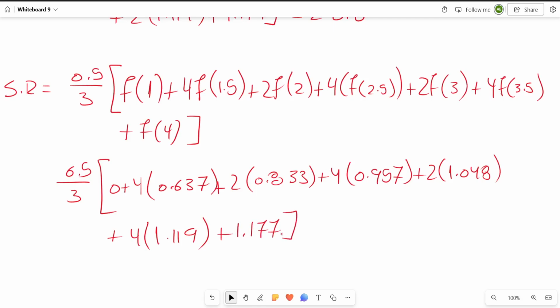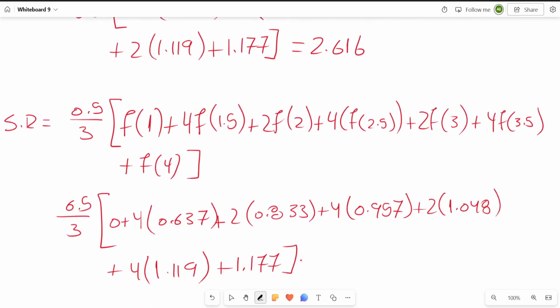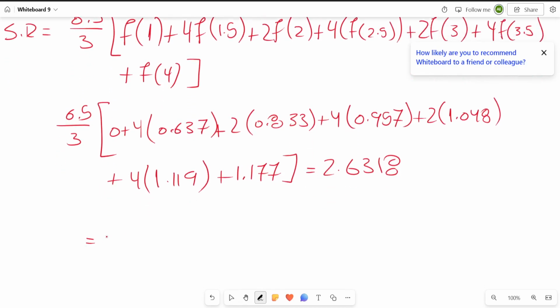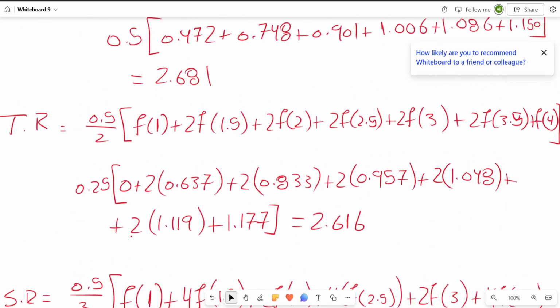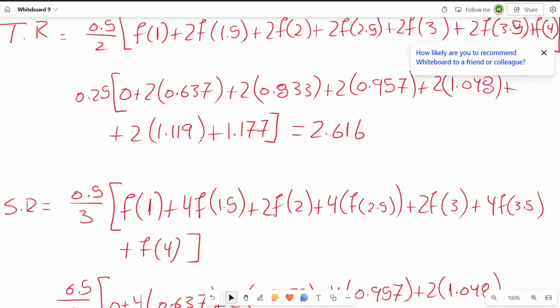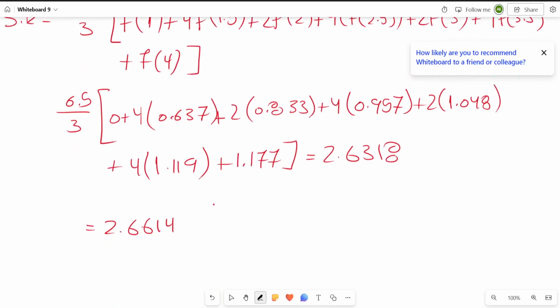And if we evaluate this, we will find that the answer is going to equal 2.6318. And for this question, the exact answer is equal to 2.6614. So over here we can see that the closest answer was actually using the midpoint rule, which gave an answer of 2.68. This was 2.61 and this was 2.63. So the midpoint rule for this one is the best approximation.